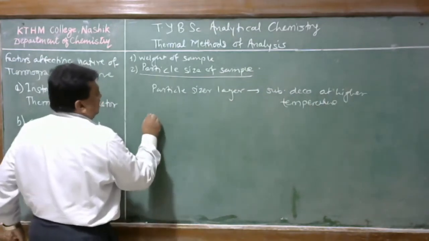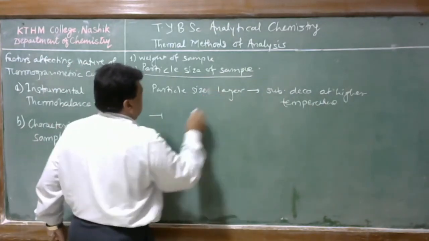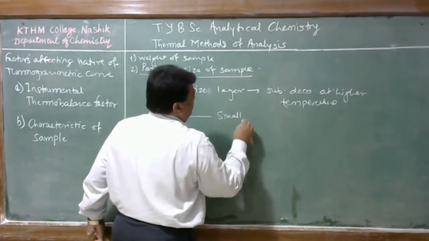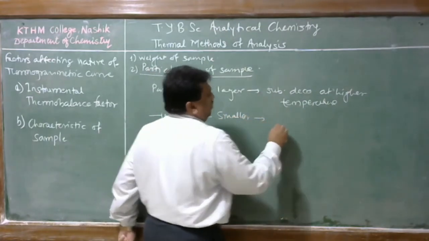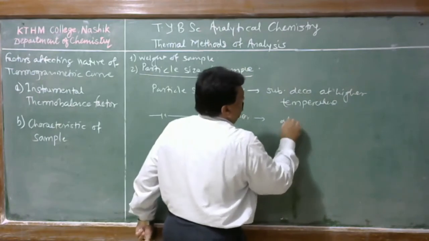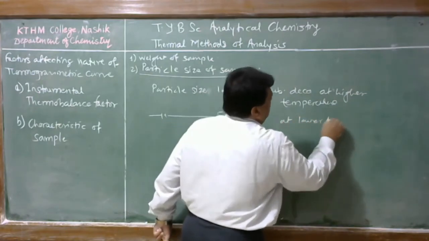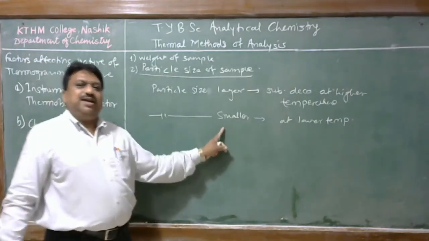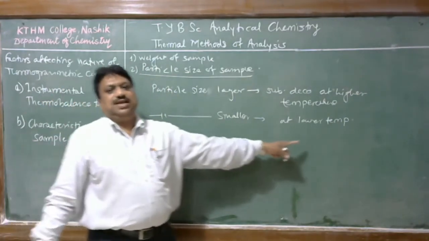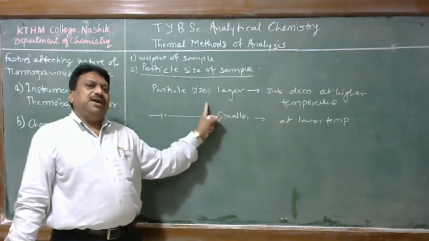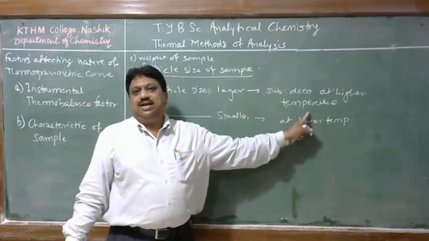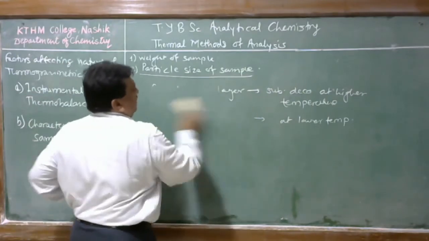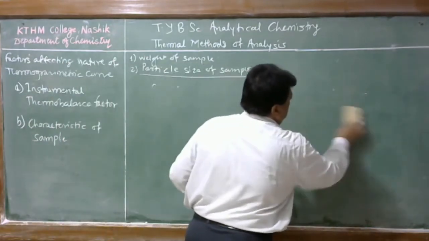Therefore, with a larger particle size, it will definitely decompose at a higher temperature. And if the particle size is smaller or in powder form, the substance decomposes at a lower temperature. That means a smaller particle size sample decomposes at a lower temperature, and a larger particle size sample decomposes at a higher temperature. Therefore, particle size directly affects the decomposition temperature.